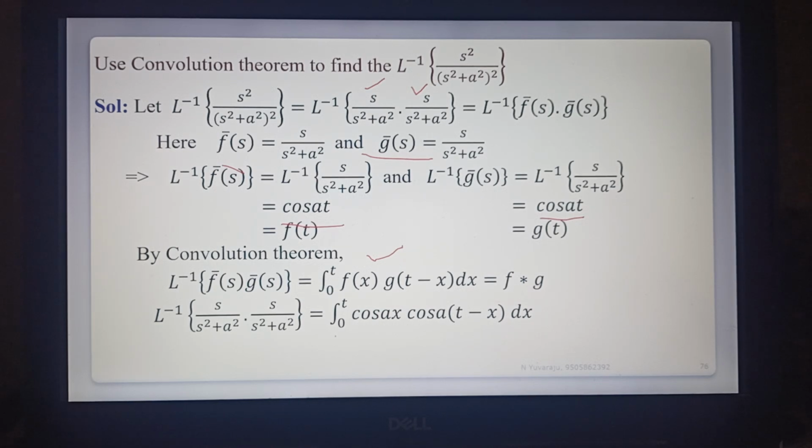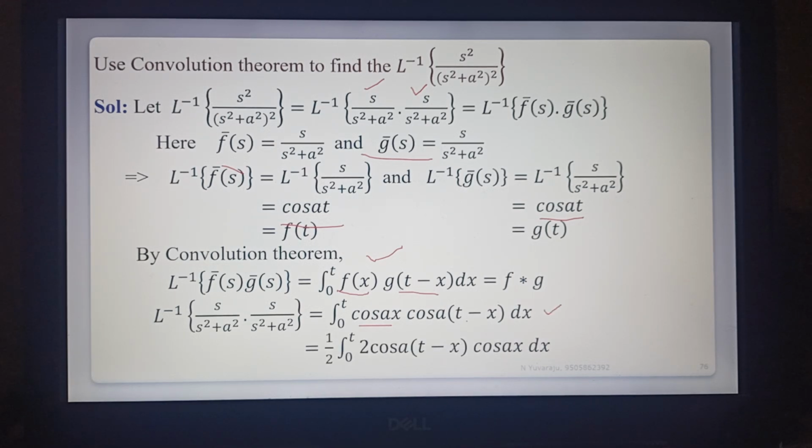That is equal to L inverse of s by s square plus a square into s by s square plus a square, which is equal to integration 0 to t. Here f of x is equal to cos ax, so g of t minus x is equal to cos of a into t minus x, dx. That is the cos a cos b form. There is no 2, so dividing and multiplying by 2: 1 by 2 into integration 0 to t of cos a(t minus x) into cos ax dx.